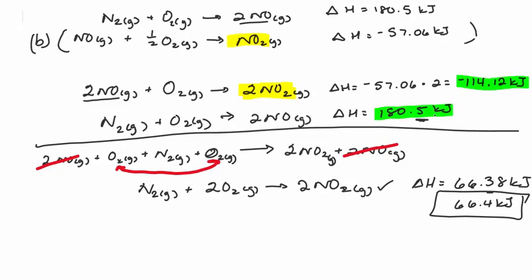So we can multiply a reaction through by a factor in order to get our target reaction, but then we also have to multiply the delta H by that same factor. Now that factor could be a fraction as well. So if we have this problem, and this one's going to be even more involved.